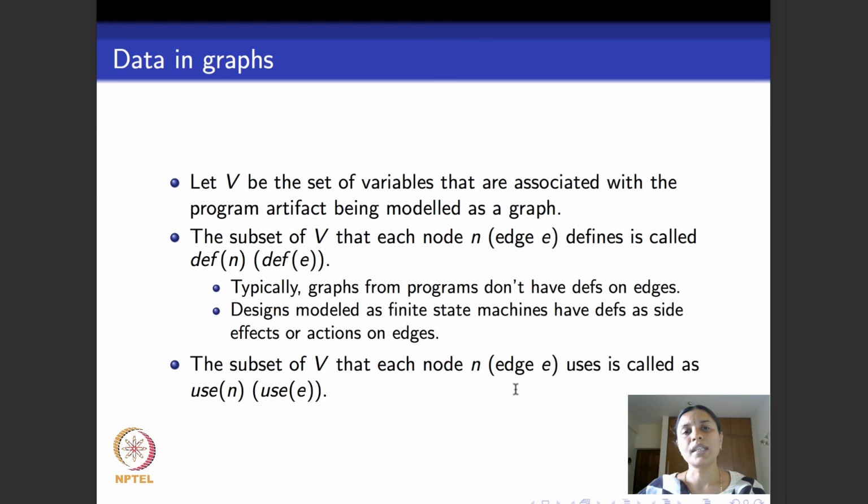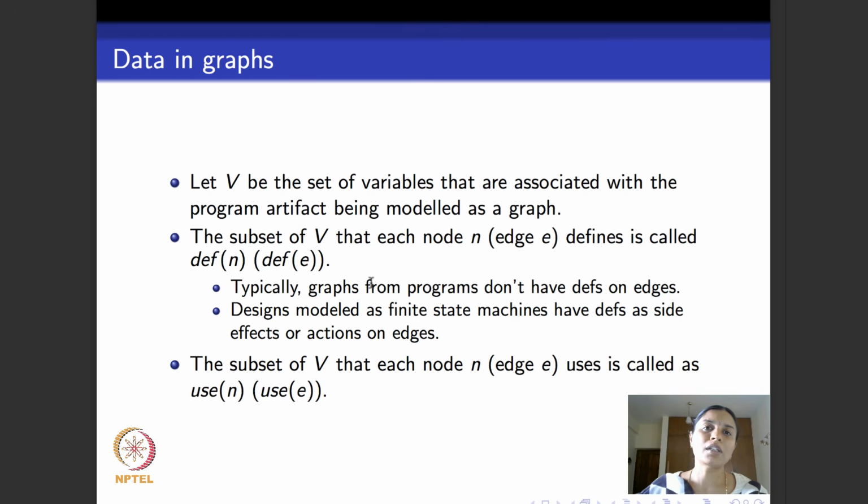So the graph has nodes and edges, and per node and per edge, wherever it is applicable, I'll say which are the variables that are defined in that node, called def of n for a node n, and for an edge e, I'll say which are the variables that are defined in the edge e, right? Typically, graphs that correspond to programs will not have definitions on edges. As I told you, a definition is when a variable is written into memory. So it's like having an assignment statement as a part of an edge. It's rare or almost impossible in a graph that models a program.